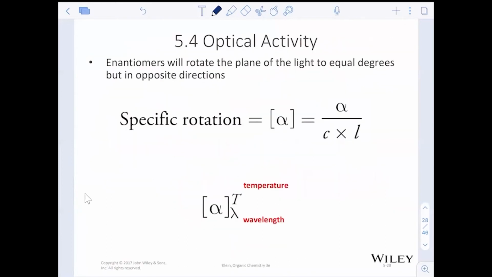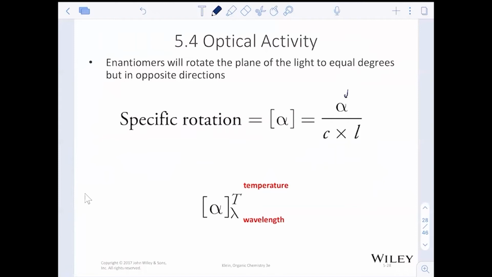We won't be dealing with that. What we want to deal with is the idea that enantiomers will rotate the plane of light to equal degrees, but in opposite directions. So we'll use the positive and negative signs to determine what specific rotation we observe.